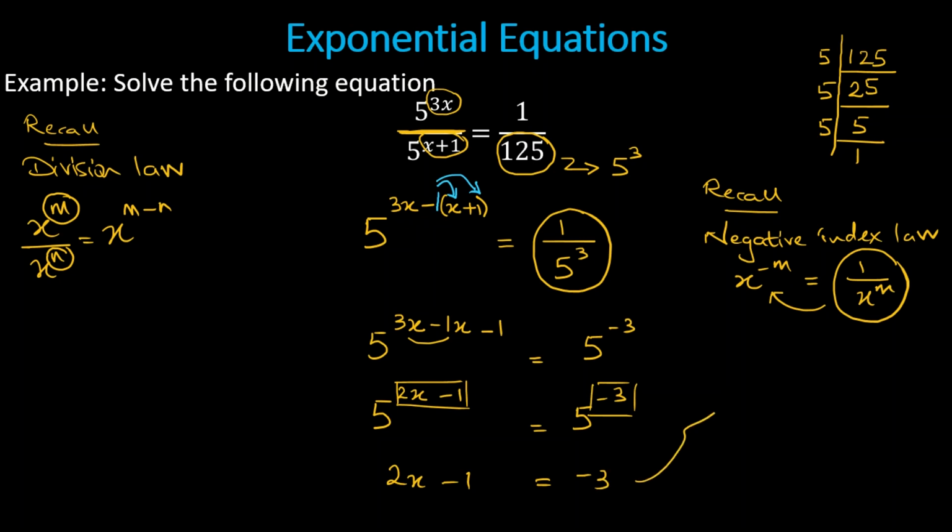Right? I continue here. I send the negative 1 on the right hand side, it becomes positive 1. So 2x equal to negative 2. And what is x? Negative 2 over 2, which is simply negative 1. So the final answer, x equals negative 1. Right?